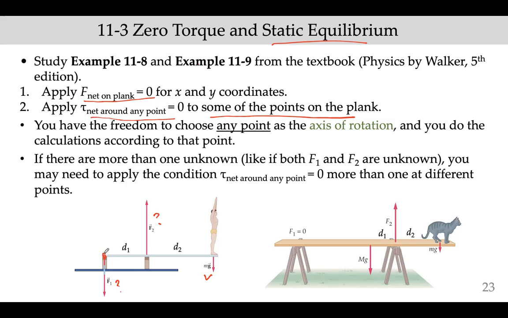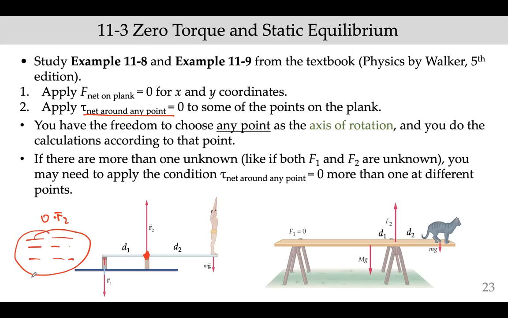For example, in the first case, you can apply it here and find an equation between F2, D1, D2, and mg. In the second case, apply it here and you will find an equation between F1, D1, D2, mg. If we apply it here, F2 will go away, right? Because it will be 0 times F2. That term will go away because it will not create any torque. So by applying the second equation at different points, you can get more than one equation, and you can simultaneously solve those equations to find the variables, if the problem asks for the distances or m or one of the F's. You can solve it.